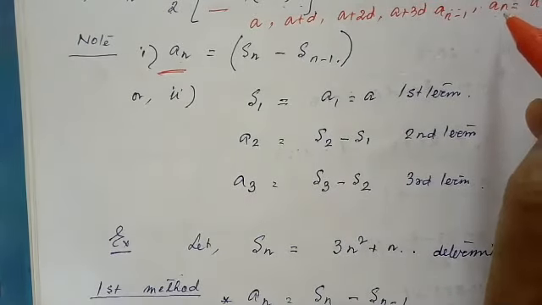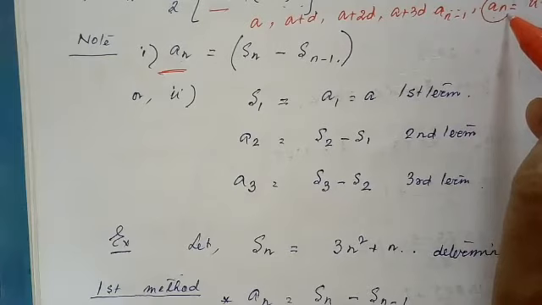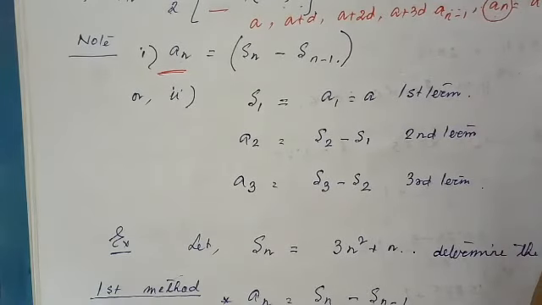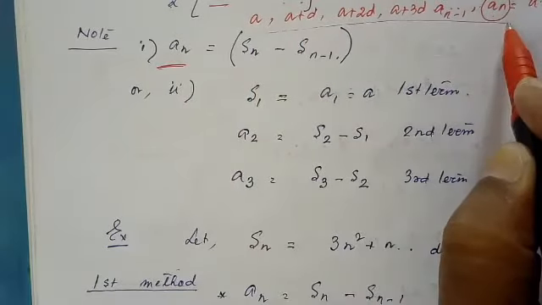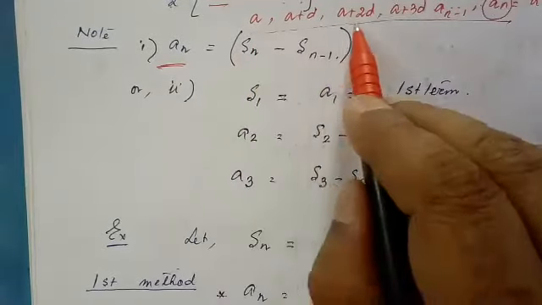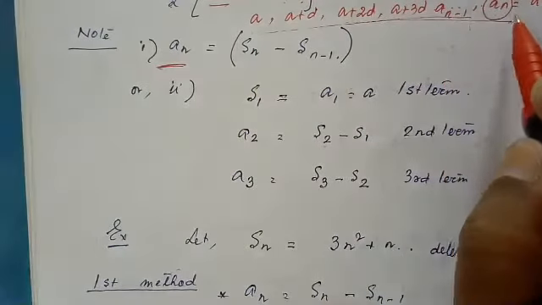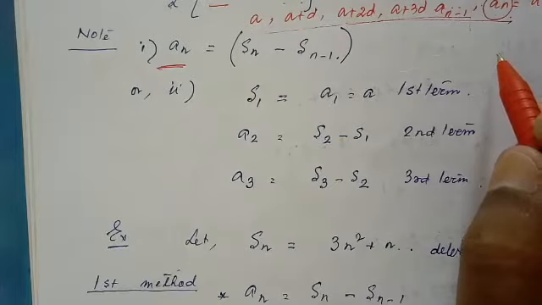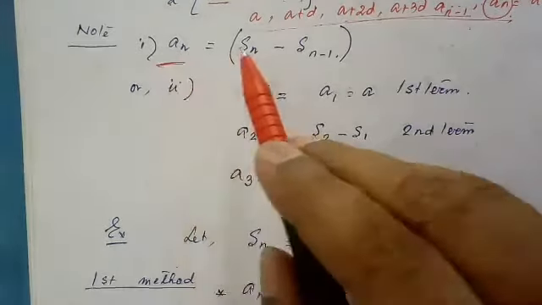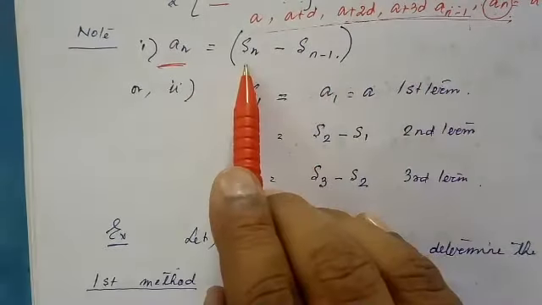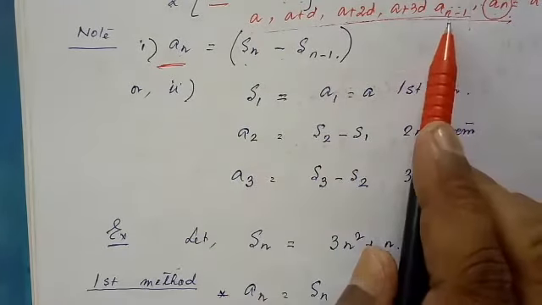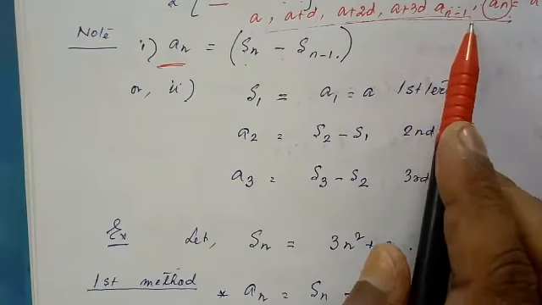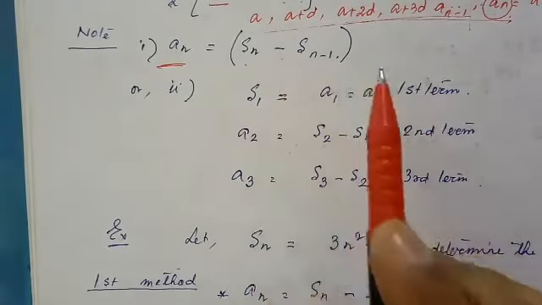Now if I want to get nth term, an, what we have to do? Find the sum up to an and then subtract the sum up to an minus 1. We will get this term. It is common sense. So an is equal to sum of n terms Sn minus sum of n minus 1 terms, that is S of n minus 1.